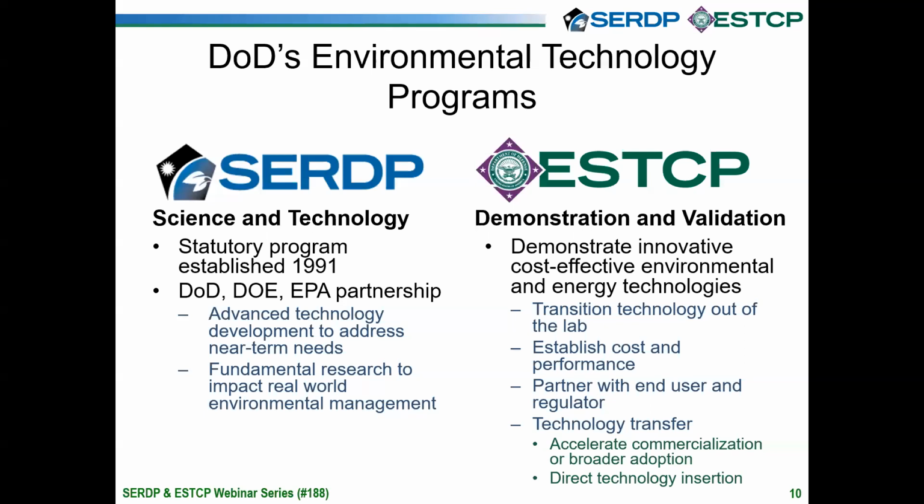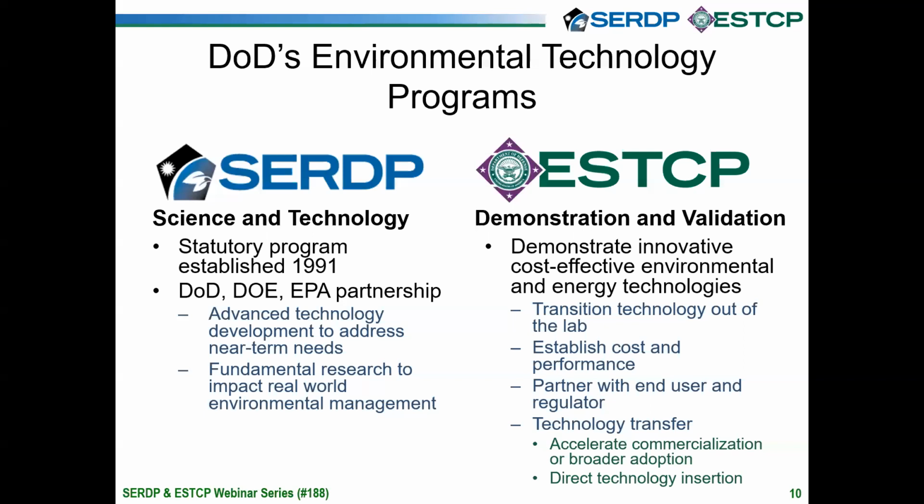The next few slides provide a very quick overview of SERDP and ESTCP. SERDP is the Strategic Environmental Research and Development Program, established in '91 by Congress as a partnership between the DoD, the Department of Energy, and the EPA. SERDP's mission is to identify and address high-priority environmental science and technology opportunities that focus on DoD requirements. SERDP funds both fundamental research as well as advanced technology development that ultimately impact real-world environmental management.